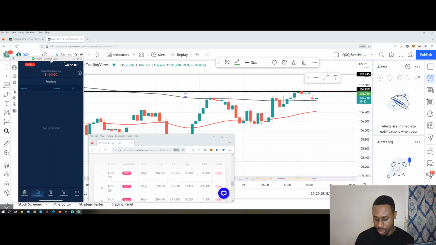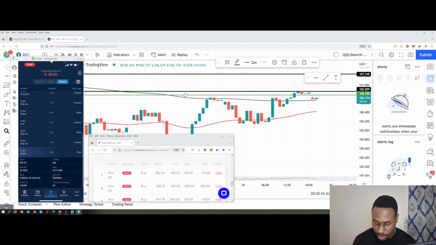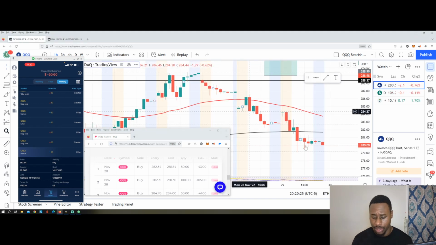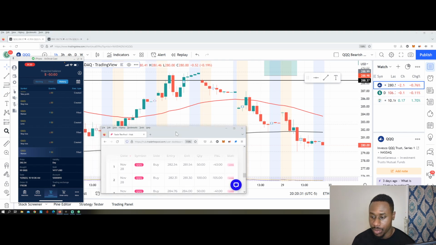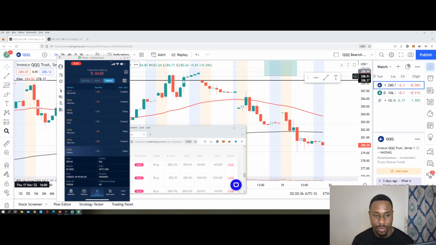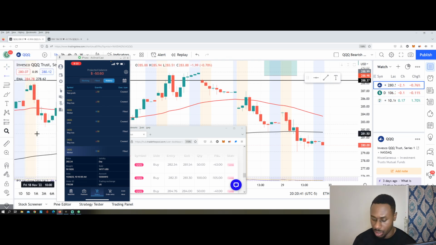So let's get into it. The first order was a market order at 10:10, and the price was 28234, and that was on the QQQ. So I only traded the QQQ today. All right, that can be covered. So the first order was the QQQ at 10:10, 28234.